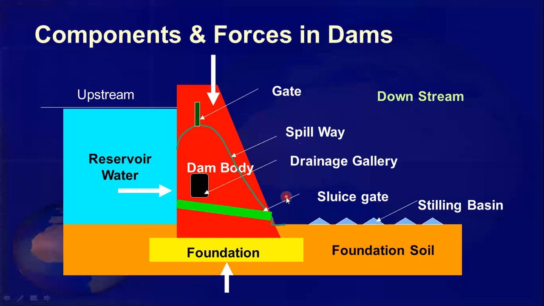Now, there are various types of spillways. As you can see, this is a parabolic shape. This spillway has a parabolic shape to reduce the effect of water hammer on the downstream side. Along this parabolic curve, the water is conveyed to the downstream side. So these are the basic components of this dam.